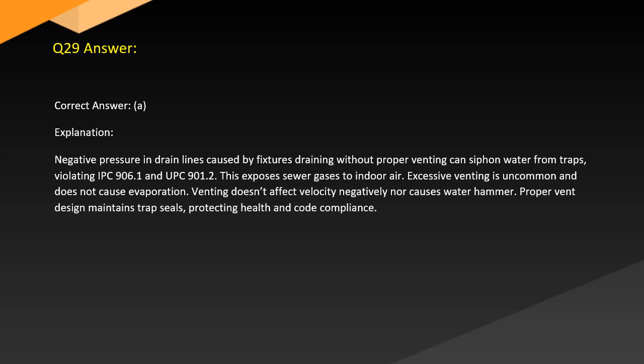Answer. Correct answer: A. Explanation. Negative pressure in drain lines caused by fixtures draining without proper venting can siphon water from traps, violating ICC 906.1 and ICC 901.2. This exposes sewer gases to indoor air. Excessive venting is uncommon and does not cause evaporation. Venting doesn't affect velocity negatively nor cause water hammer. Proper vent design maintains trap seals, protecting health. Code compliant.